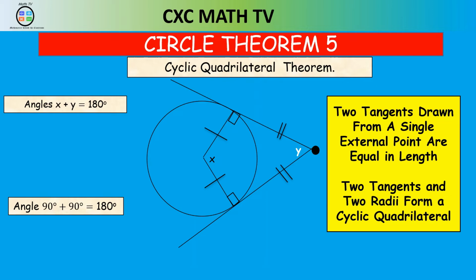And we'll see that from the black point up until the point of tangency, those two are equal in length. And the two radii are also equal in length. So we must bear that in mind in order to do these types of questions.